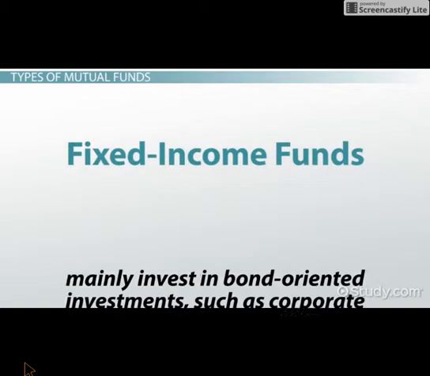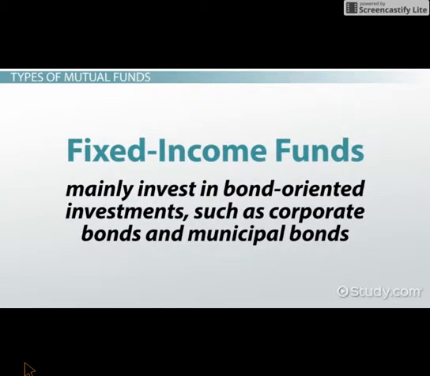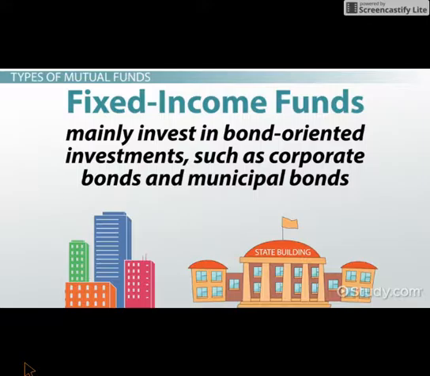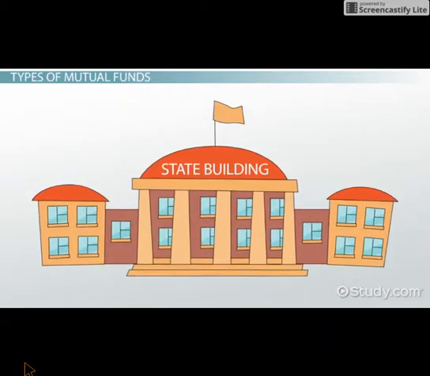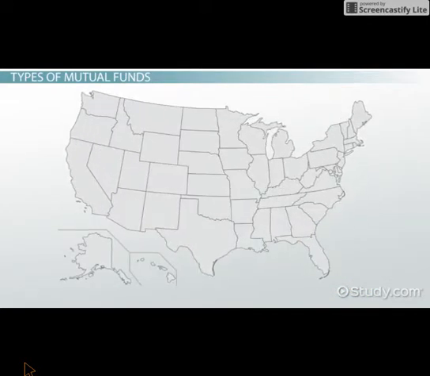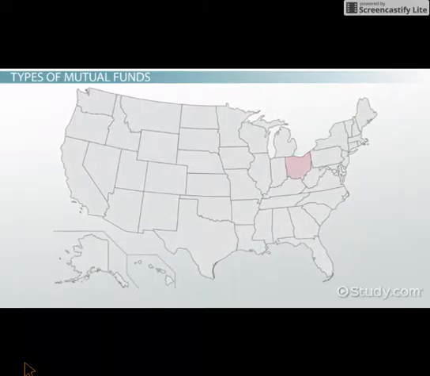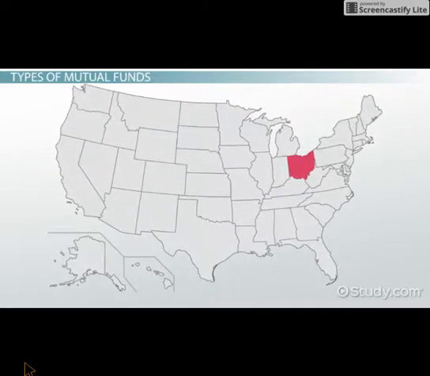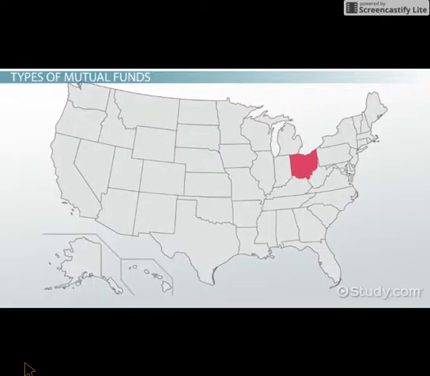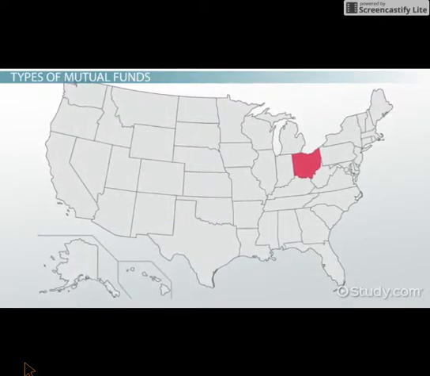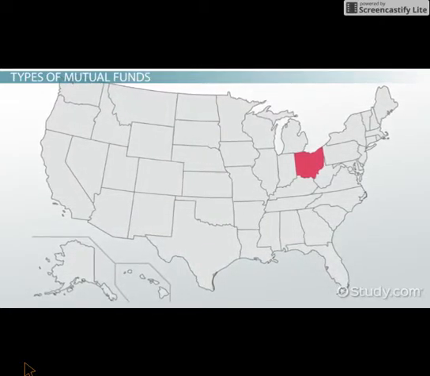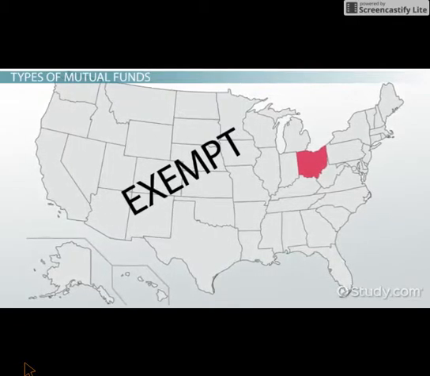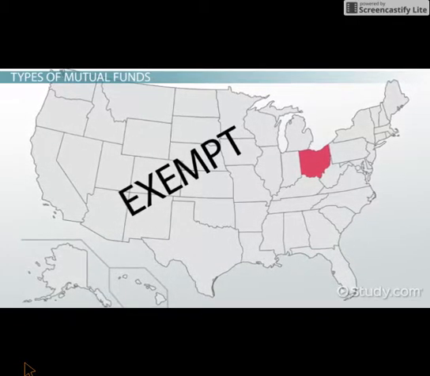Fixed income funds mainly invest in bond-oriented investments, such as corporate bonds and municipal bonds. You may come across a municipal bond mutual fund that is state-specific. For example, an Ohio tax-free bond fund typically invests only in Ohio municipal bonds, so that interest received by the mutual fund holder is exempt from taxation at both the federal and state income tax levels.